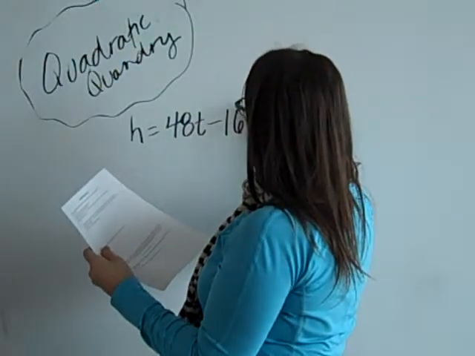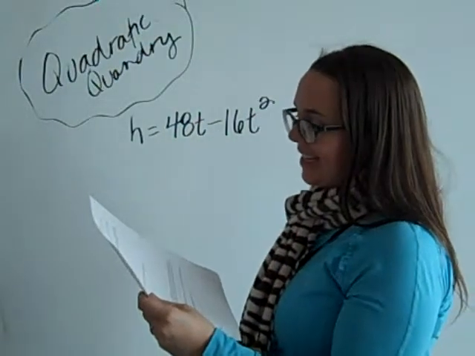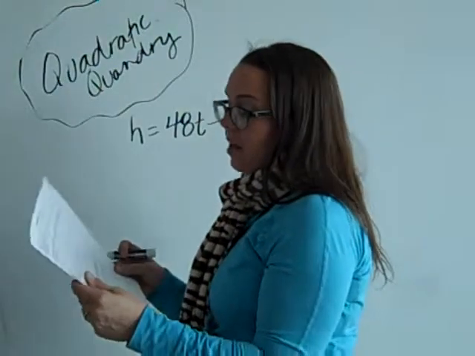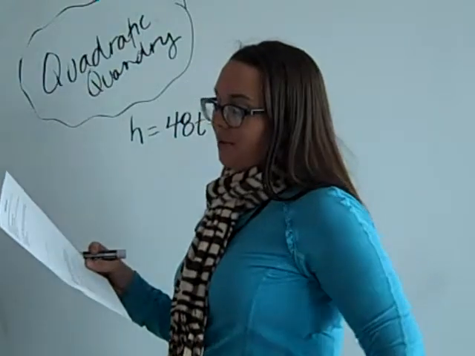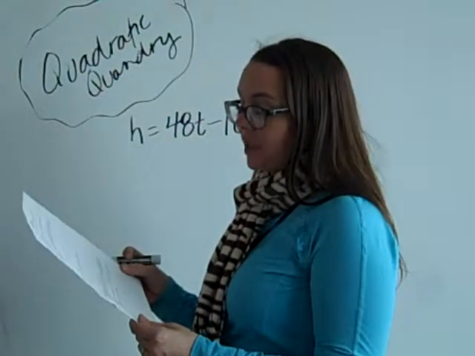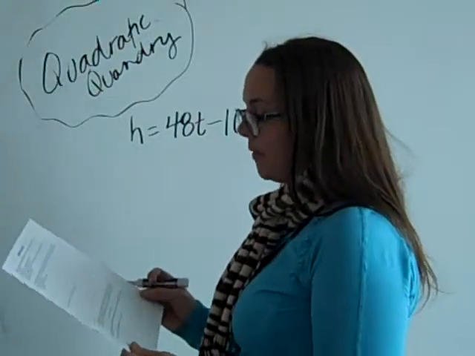minus 16t squared, where t seconds is the time since the object was fired upward. There are 2 tasks. One of them is to determine the maximum height of the object, and the other is to determine the times at which the object is 32 meters above the ground.